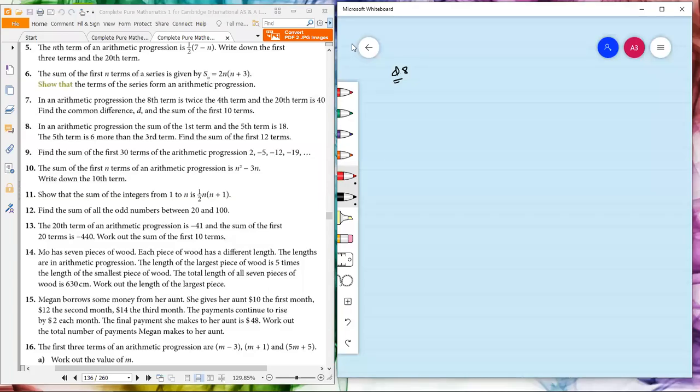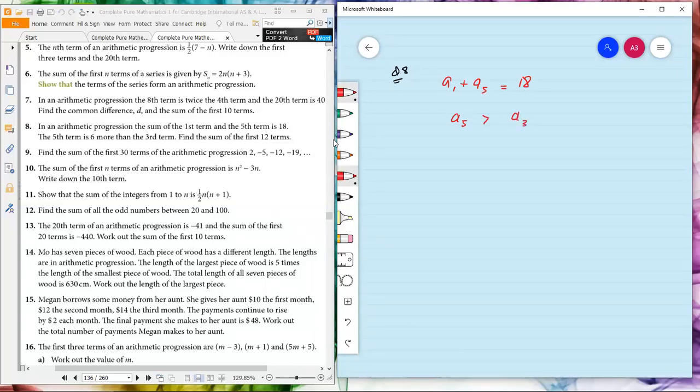This is question number 8 from exercise 7.3, sequence, and this belongs to arithmetic progression. In an arithmetic progression, the sum of the first term and the fifth term is 18, meaning a1 plus a5 is equal to 18. And then the fifth term is 6 more than the third term.